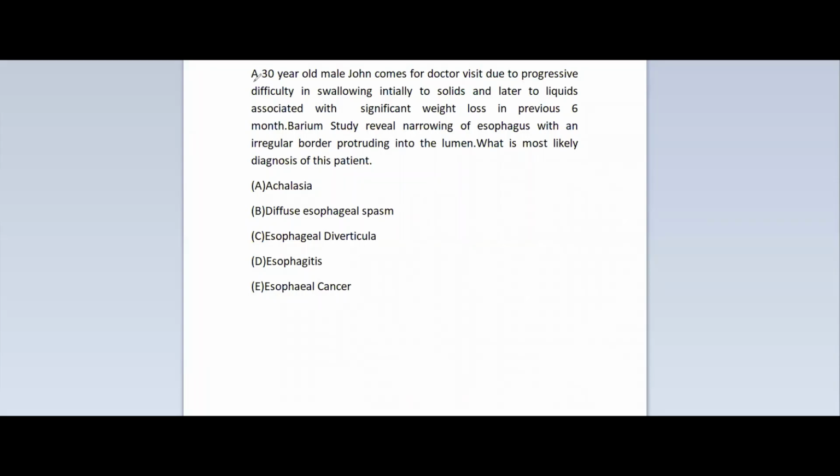Let's begin a clinical vignette. A 30-year-old male, John, comes for a doctor visit due to progressive difficulty in swallowing, initially to solids and later to liquids, associated with significant weight loss in the previous 6 months. Barium study revealed narrowing of the esophagus with irregular border that protrudes into the lumen. What is the most likely diagnosis of this patient?